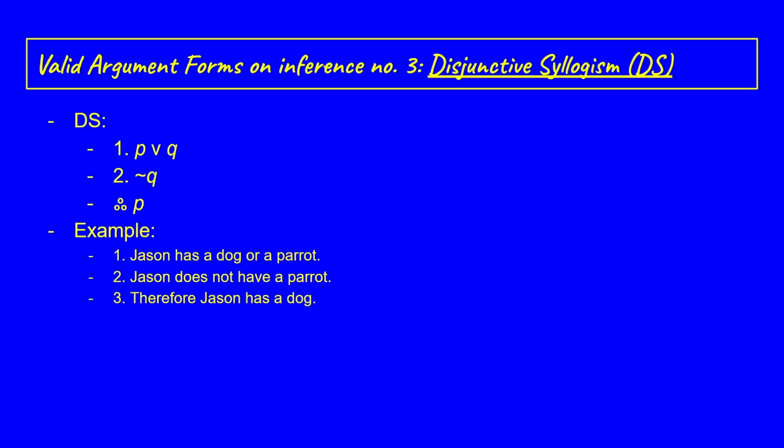The next valid argument form is disjunctive syllogism. DS takes the form of P wedge Q and then tilde Q, therefore P. An example of a DS argument would be, Jason has a dog or a parrot. Jason does not have a parrot, therefore Jason has a dog.